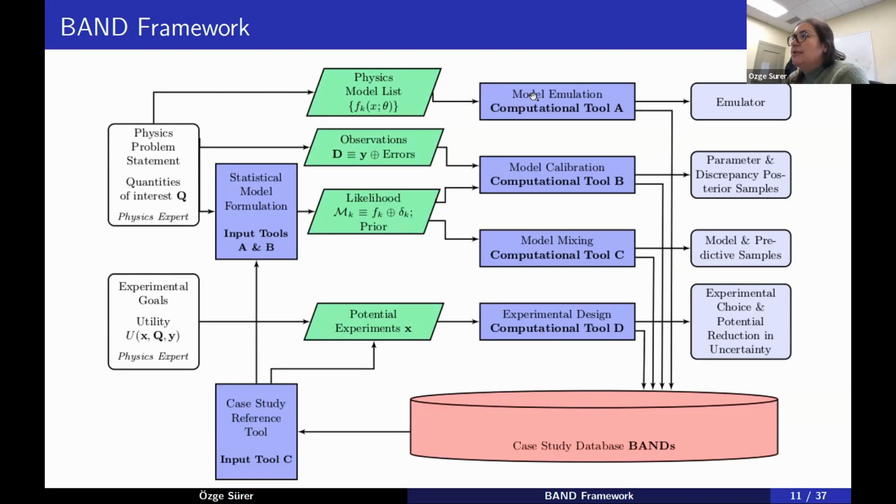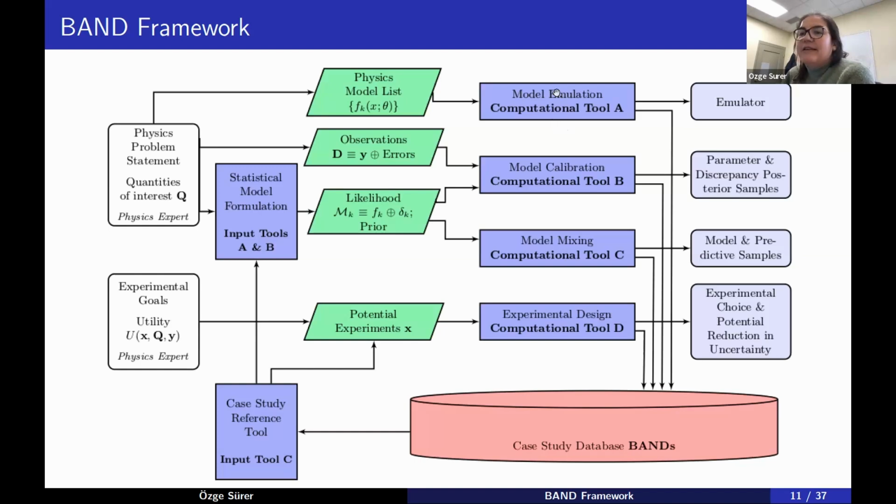Model emulation: we have physics models. Here, S represents the physics model, and X and theta represent those physics models' input. And we have a bunch of physics models, so K represents these different models. And model emulation is actually a predictive model. You can call it a machine learning model, statistical learning model. I'll call it a predictive model right now.